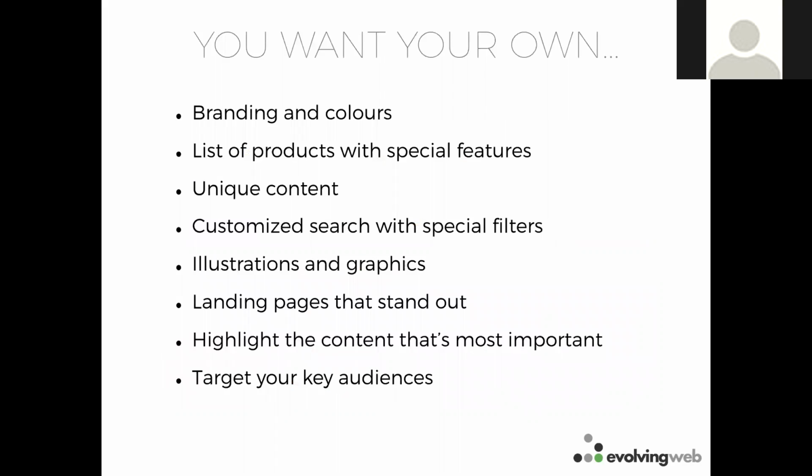When you're planning your website, it's important to think about these differences and plan for them. Typically when you're building a website, you'll be thinking of the marketing materials you already have for your organization. You might already have some branding and colors that you want to use. You might have lists of products with special features, like special aspects of what you're selling that you want to publish. You might have some really unique content, like maybe you're a school and all of your courses have really specific information that you want to put out there online.